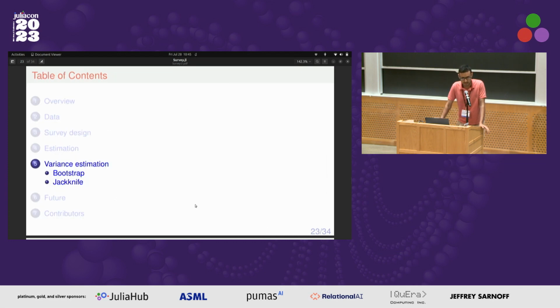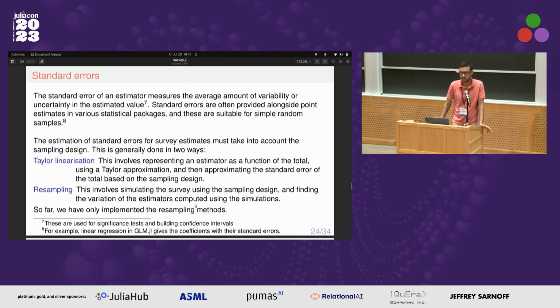Now coming to the heart of the problem, the variance estimation, or the estimation of the margin of error. Many packages such as GLM give you the standard error, but they don't take into account the complexities of the survey design. And that's what this package is about. This is what the R package, Stata, and so on are about, that you use the sampling design in the calculation of the standard error.